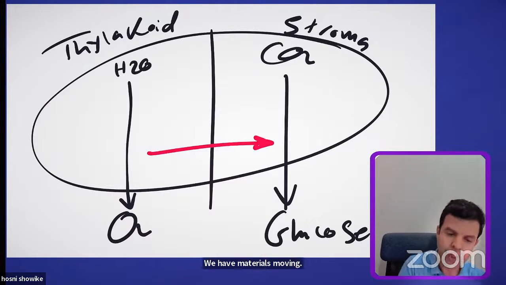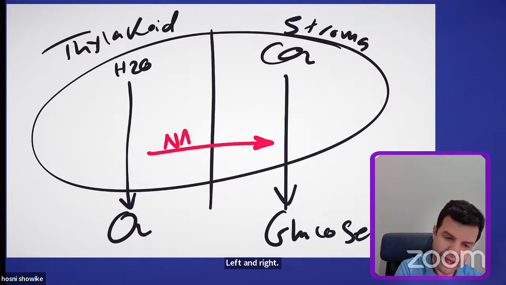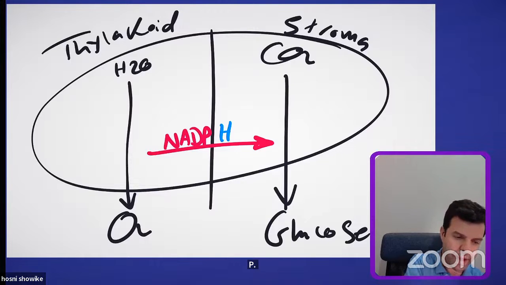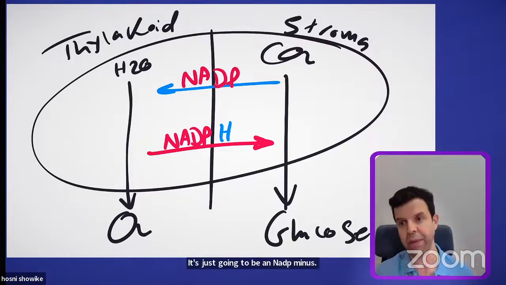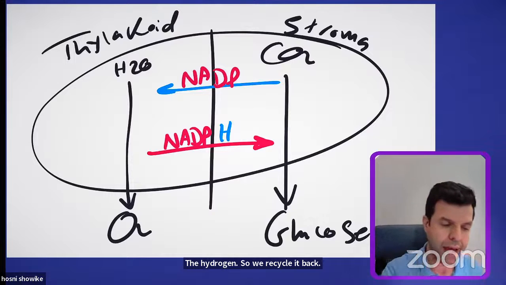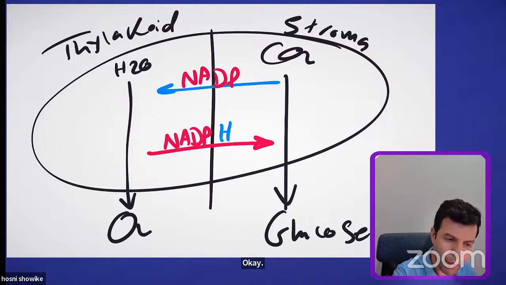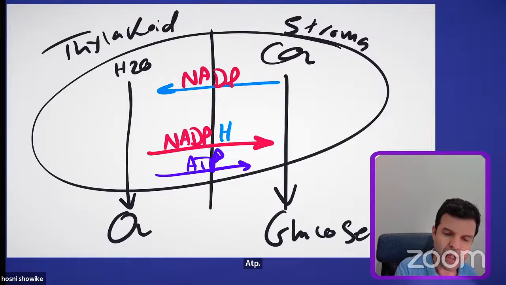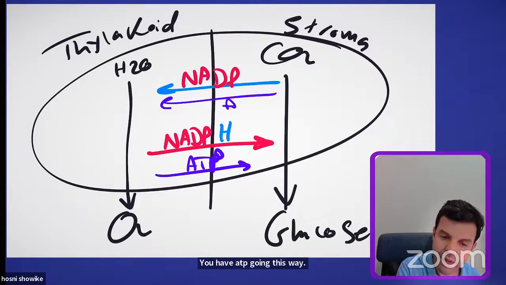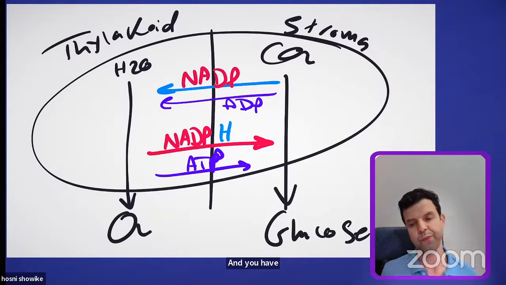This way, you have NADP with the hydrogen. And the way back is going to be what? It's just going to be NADP minus the hydrogen. So we recycle it back. Okay? And then we also require another important molecule, which is ATP. So you have ATP going this way, and you have ADP going the other way around. Okay?